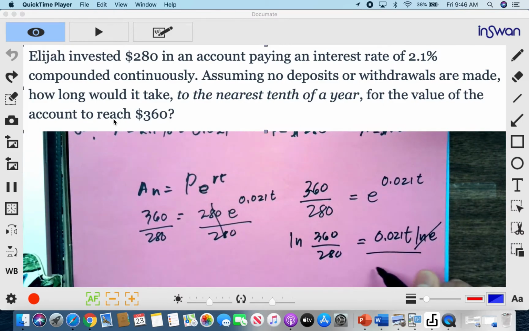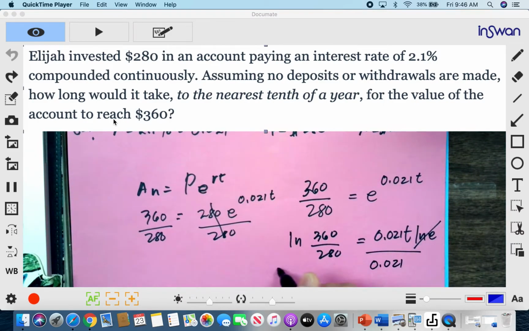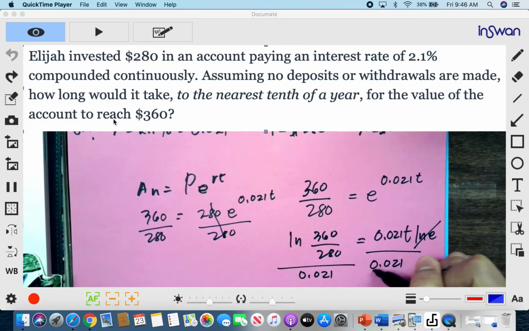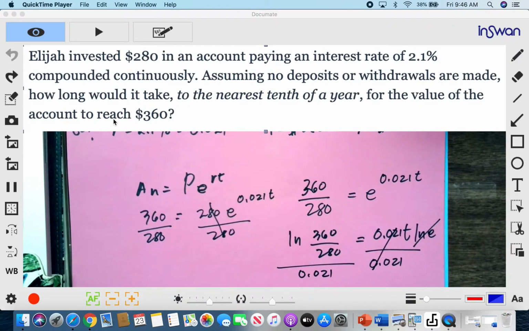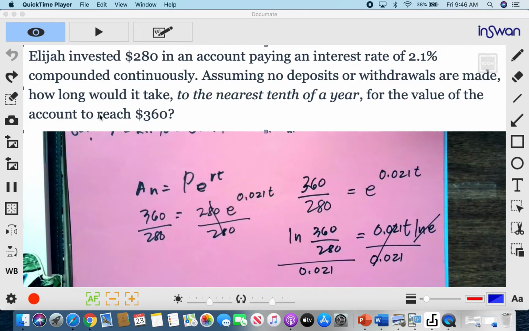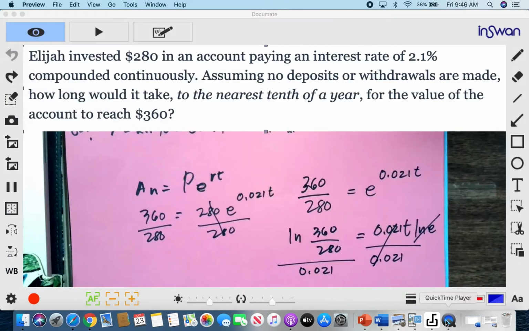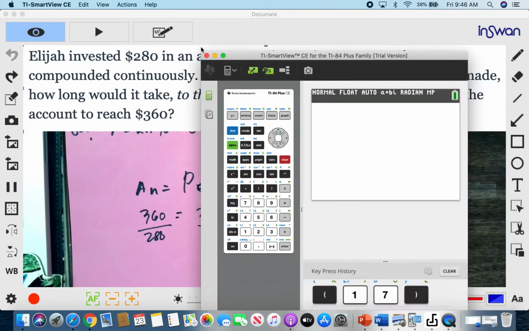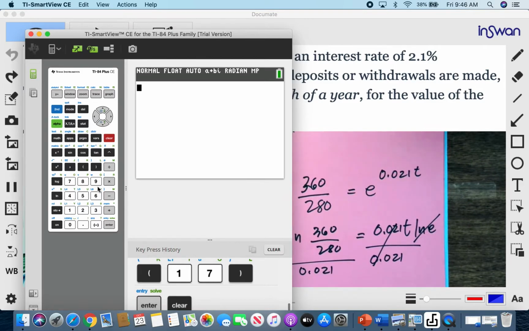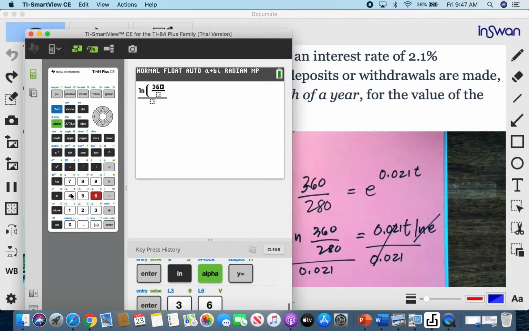We can do the shortcut already since we know that we are applying the power rule right after. And we also know that the value of ln e is equal to 1, so we can just cancel it. And so we just need to divide each side of the equation by 0.021. Now, I'm not expanding this anymore because we're not concerned about the exact value. Actually, this is the exact value, so we don't need to expand 360 divided by 280. All we need to do is to use our calculator to solve for our value t. So you'll have here alpha y equals, enter, because I have your ln, and then I'll go again and use the alpha y equals to put 360 divided by 280.